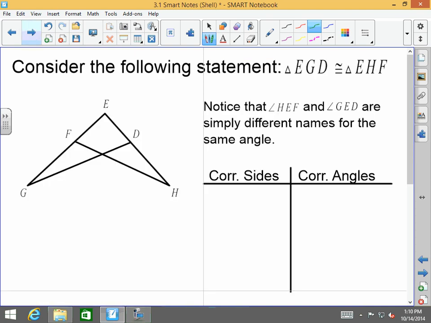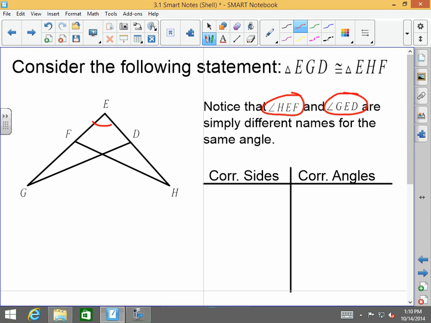Okay. Consider the following statement. Triangle EGD is congruent to triangle EHF. Notice that angle HEF and GED are simply different names for the same angle. So if we wanted to, by the reflexive property, we know that angle E is congruent to angle E. So that means that angle HEF is congruent to angle GED. It's shared by both triangles.